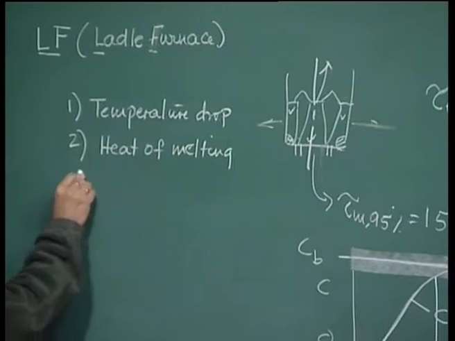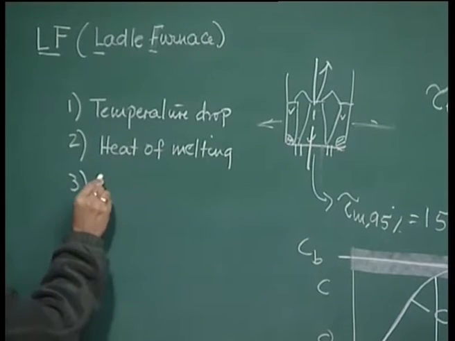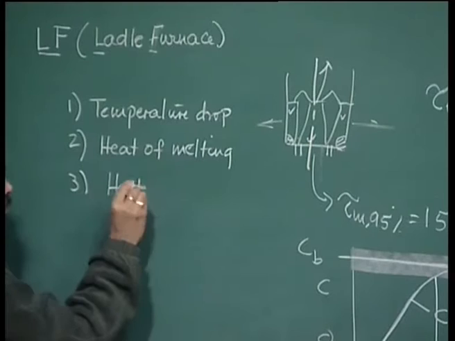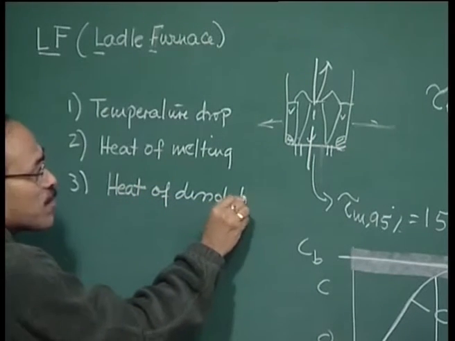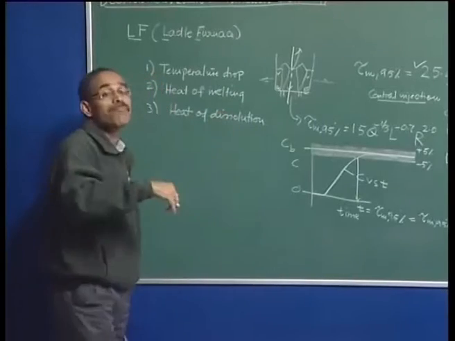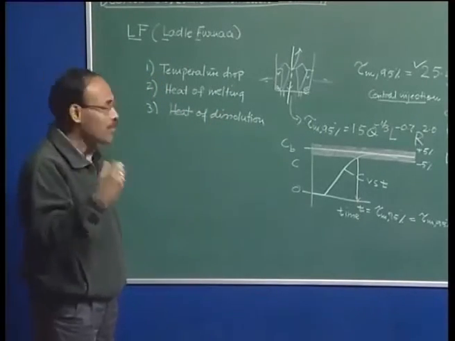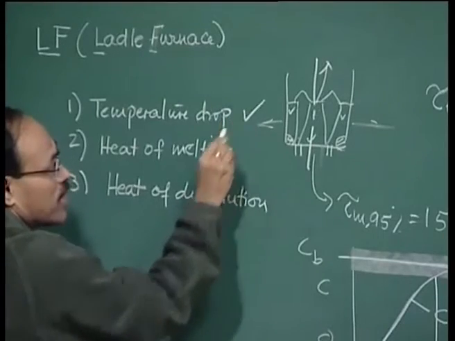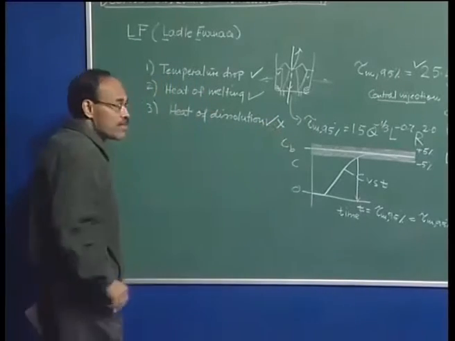Number 3, once the alloying addition melts, it is going to dissolve into molten steel, and then I can say there is this heat effect of dissolution. Sometimes this could be positive, sometimes negative, because some heats of dissolution will be exothermic in nature, and some will be endothermic in nature. The first is always a requirement. The second is always a requirement. This one can be a requirement, or may not be.